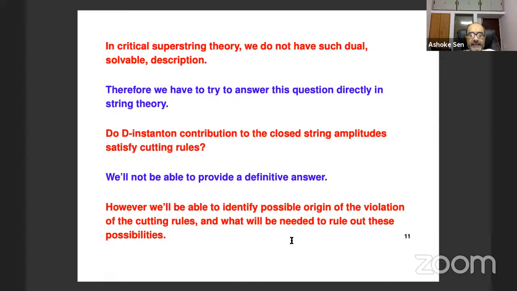Now, unlike in the case of two-dimensional bosonic string theory, in critical superstring theory, we do not have such a dual solvable description. And so we have to try to answer this question directly in string theory. And the question that we'll address is, do D-instanton contributions to closed string amplitudes satisfy the cutting rules? As we will see, we will not be able to provide a definitive answer, but we'll be able to identify possible origin of violation of cutting rules and what will be needed to rule out these possibilities.